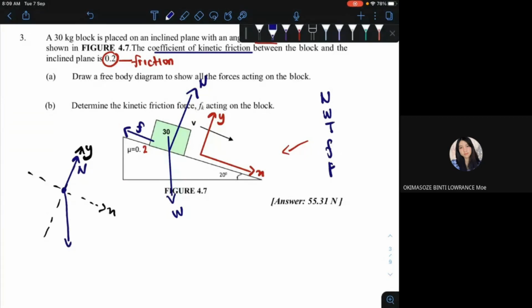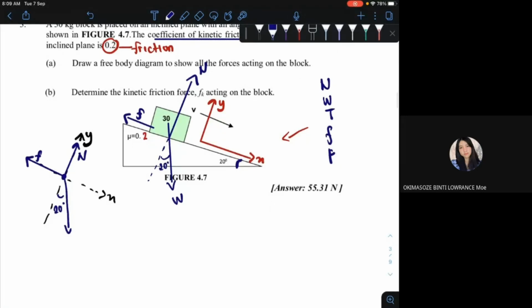Dia bagi theta dekat sini. Theta ini sama dengan theta ini, sentiasa. So 20 degree and then kita ada friction. Okay, sorted free body diagram. Dia suruh cari kinetic friction acting on the block. So kita nak cari FK ni berapa. Itu objektif kita.